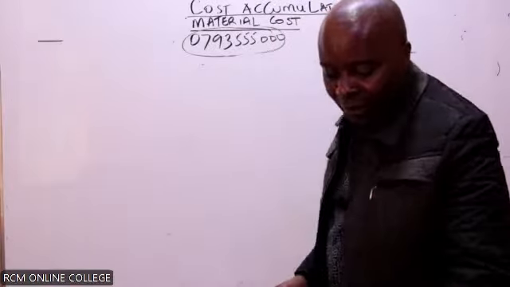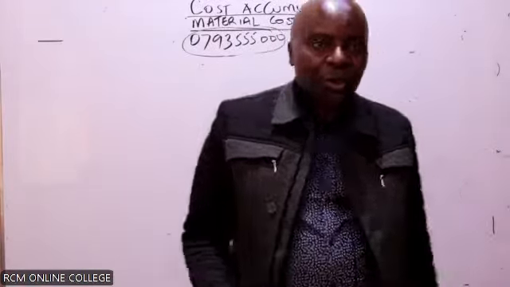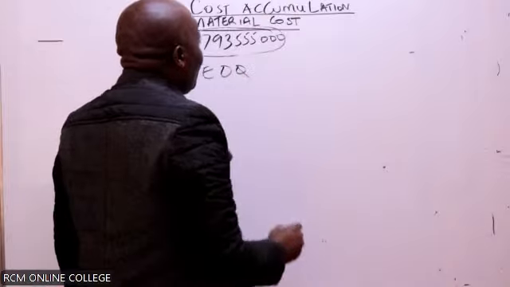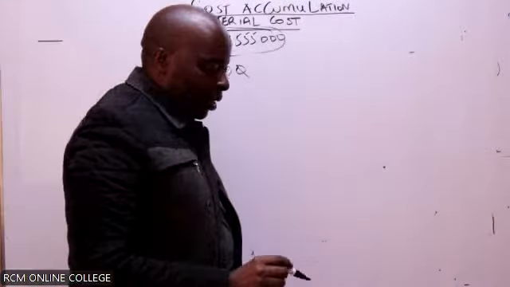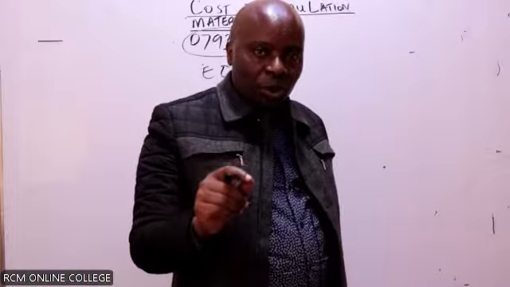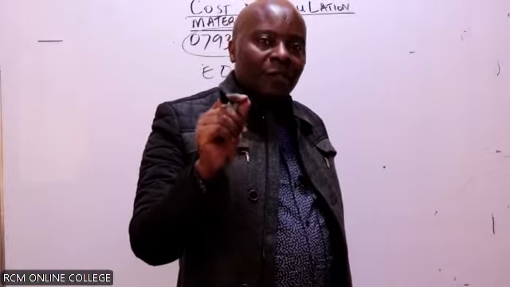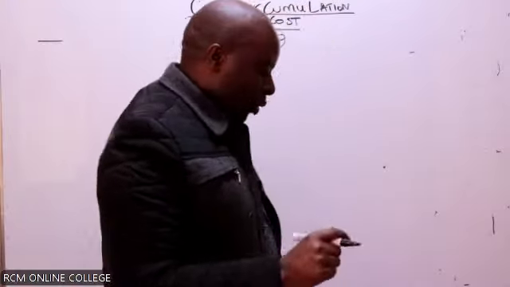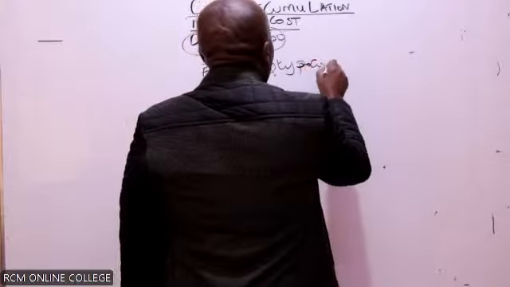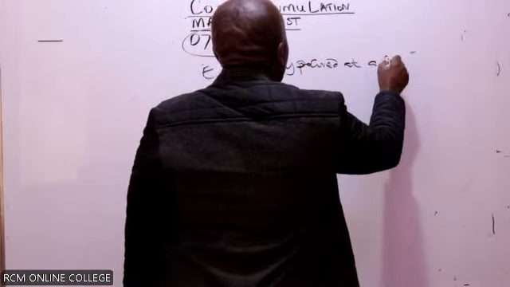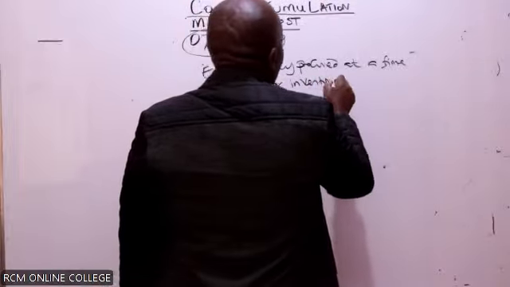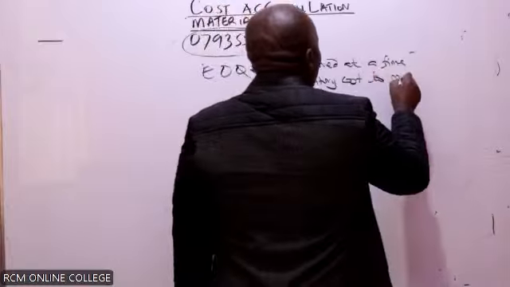Now, ladies and gentlemen, after that, I would want us to introduce the concept of economic order quantity, EOQ. Economic order quantity is the quantity of raw materials that you procure at a time to minimize inventory costs. The quantity procured at a time is such that inventory costs are minimized.